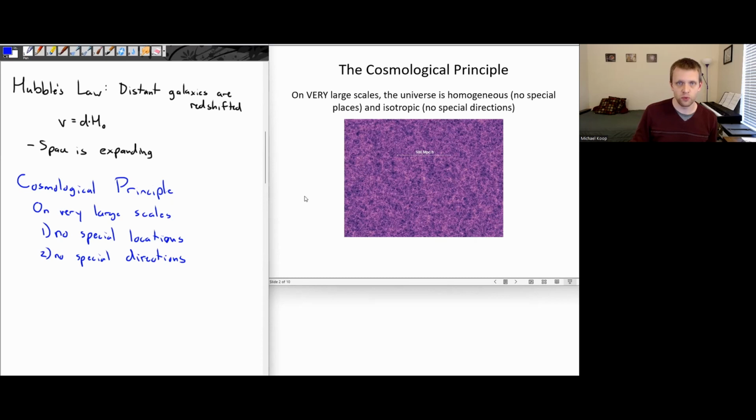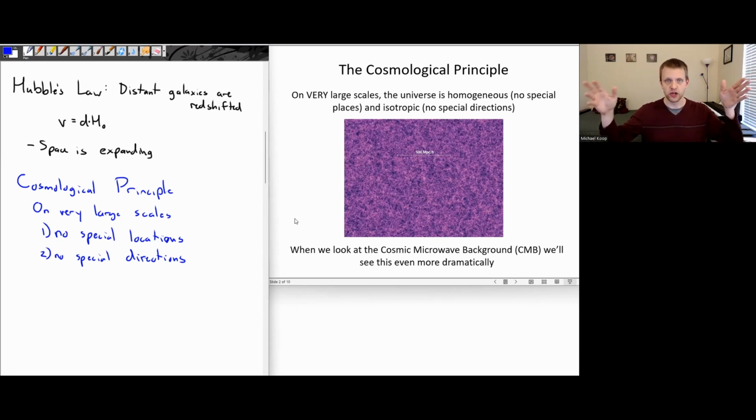We'll be talking about this in more detail in a couple of sessions when we talk about the cosmic microwave background radiation, the leftover light from the Big Bang itself, where we're going to see this cosmological principle come into play even more specifically. Again, this cosmological principle applies only on very, very large scales, looking at sizes larger than galaxy clusters. On small scales, there are some regions where there are lots of galaxies, other regions where there might not be very many galaxies.